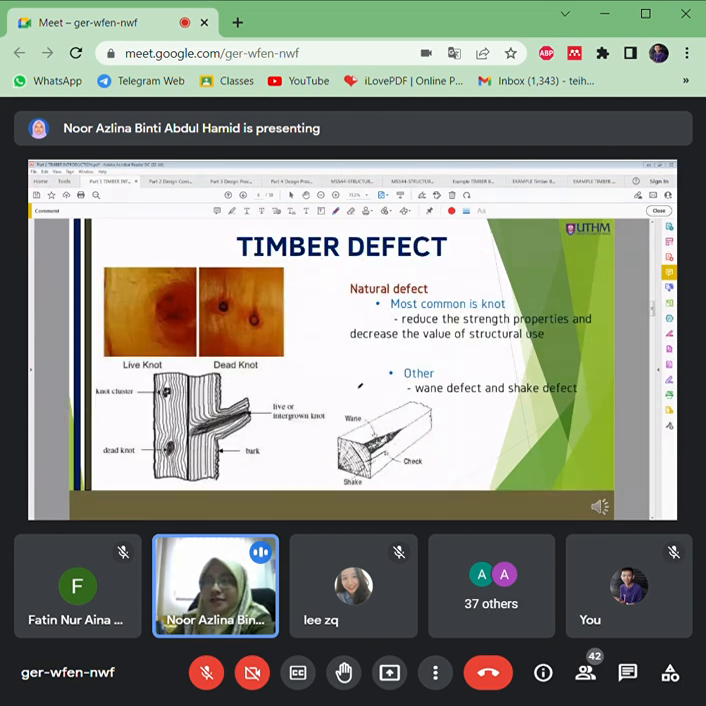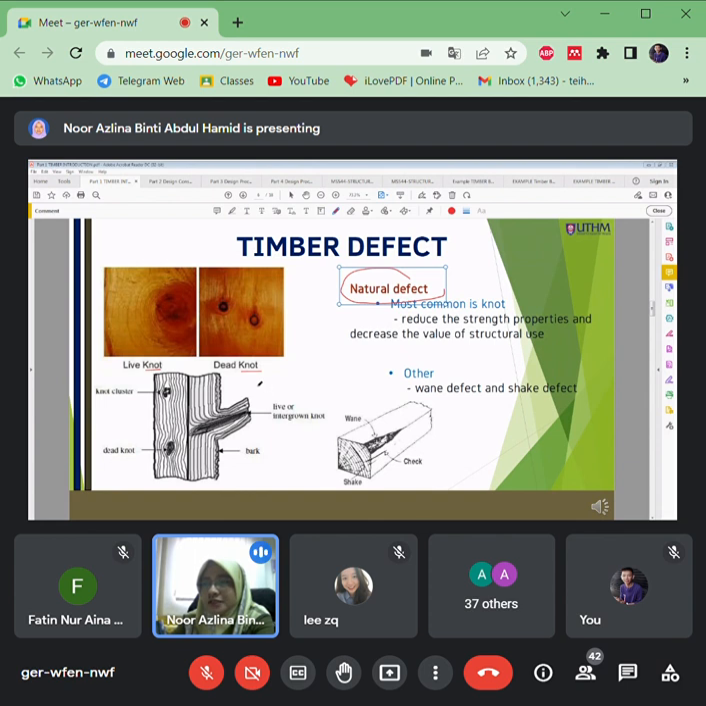Okay, at the same time, timber also has its weaknesses, especially its natural defects here. Okay, that we call a knot here, kan?